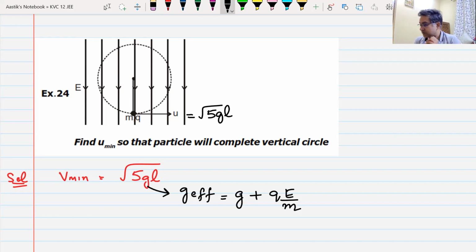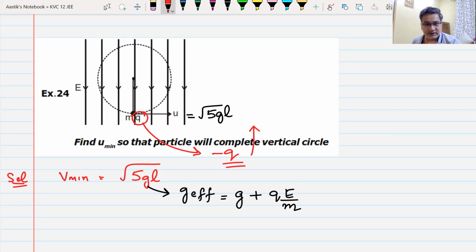So please note it down. G effective, G plus QE by M. Now remember, just don't remember this, understand the logic behind it. Why is it replaced by plus QE by M? Because the charge is experiencing force in the downward direction. If instead of positive charge plus Q, this charge was negative minus Q, then what would be the answer? Minus QE by M. Because then that charge will experience force in the upward direction. So instead of plus QE by M, you have to write minus QE by M.